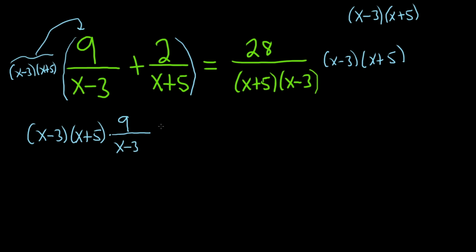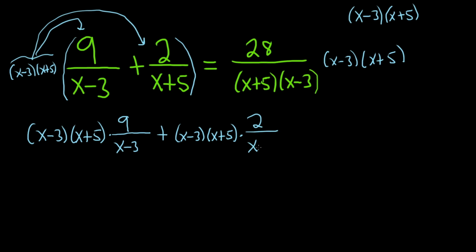We keep the plus sign. Then we do it again, x minus 3, x plus 5 times this whole second piece, 2 over x plus 5. Good stuff. Now you can skip this step, but I just wanted to show it because most of the time people skip it. And then look, these cancel. We're just left with 28.